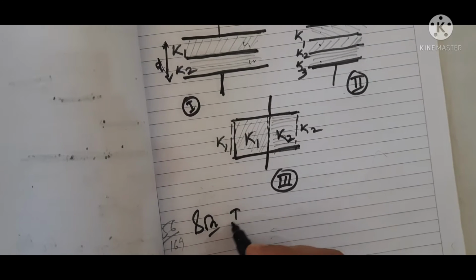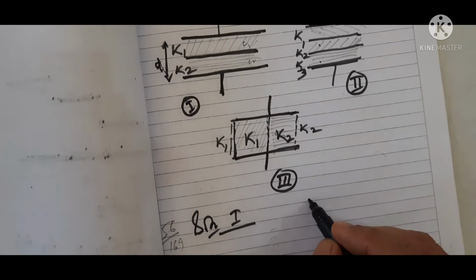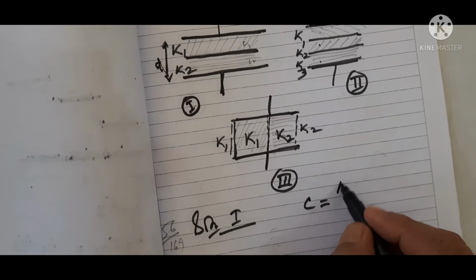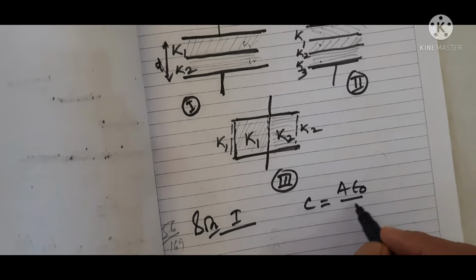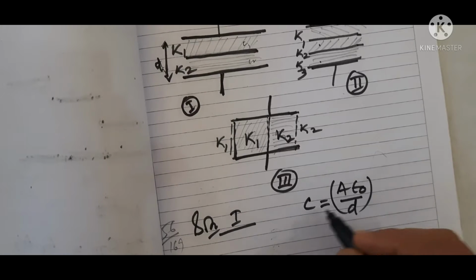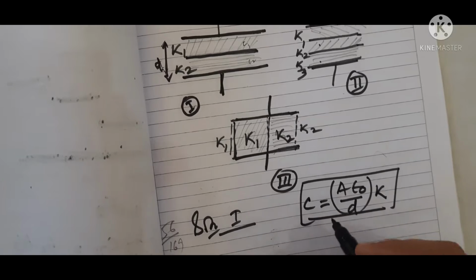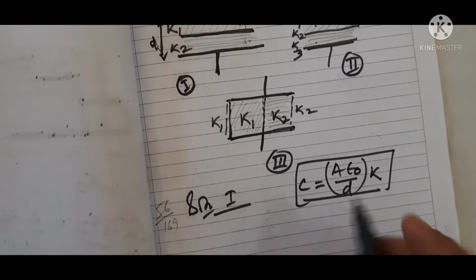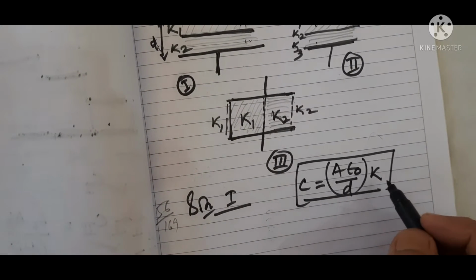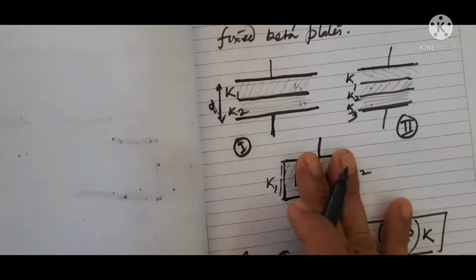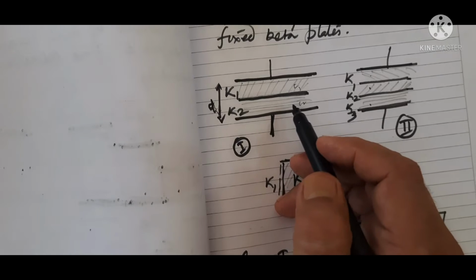So for the first one, we know the general formula for capacitance is A epsilon naught by D, and if it has a dielectric medium K, then we write it this way. This is the general formula: C is equal to A epsilon naught by D into K. Now the point is how the first case is divided.